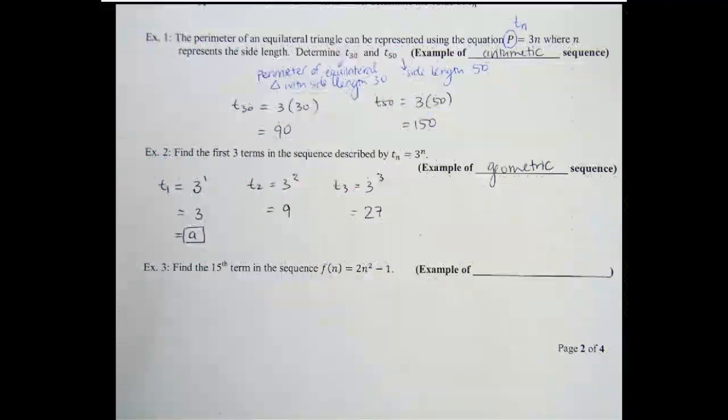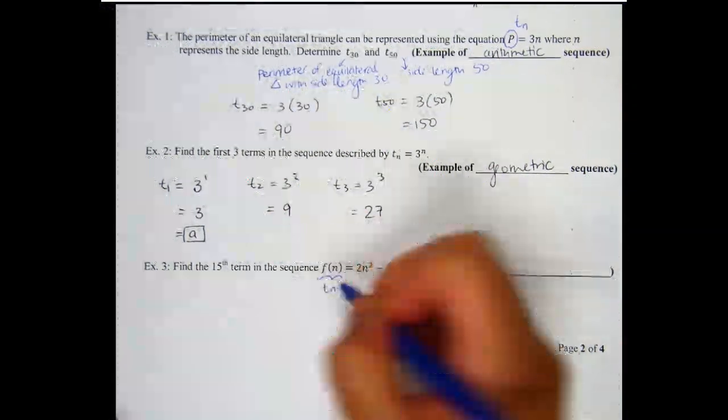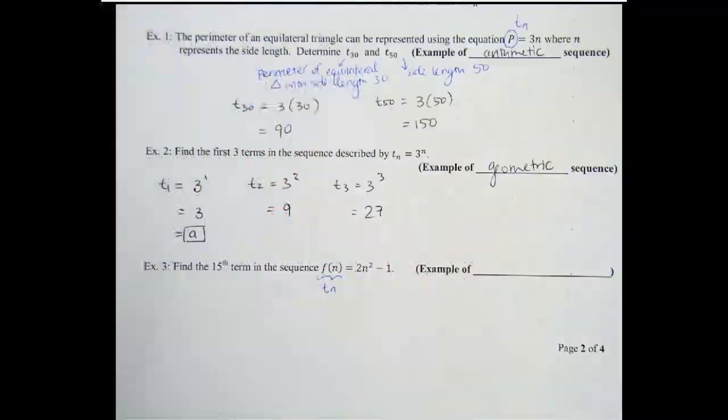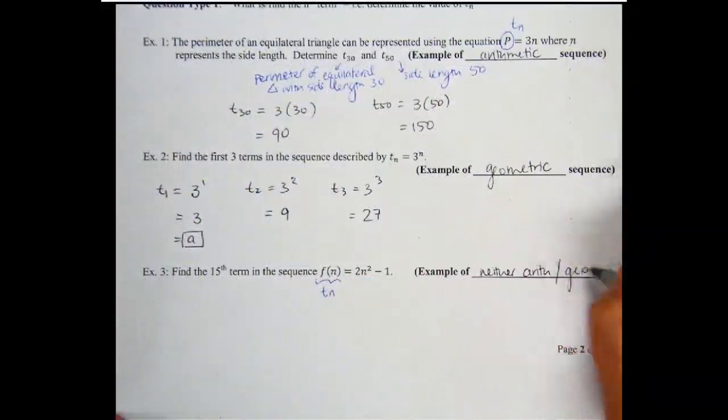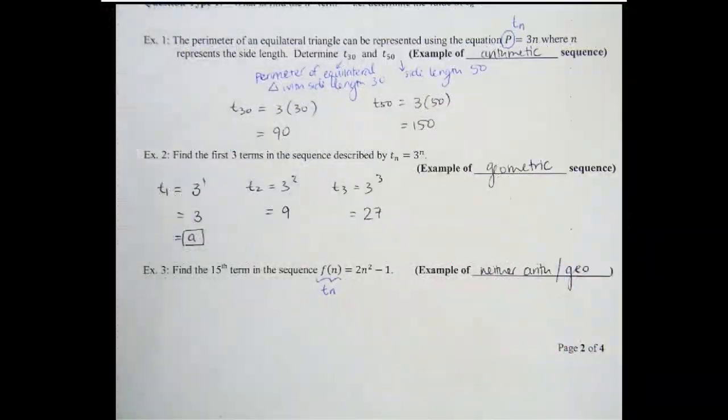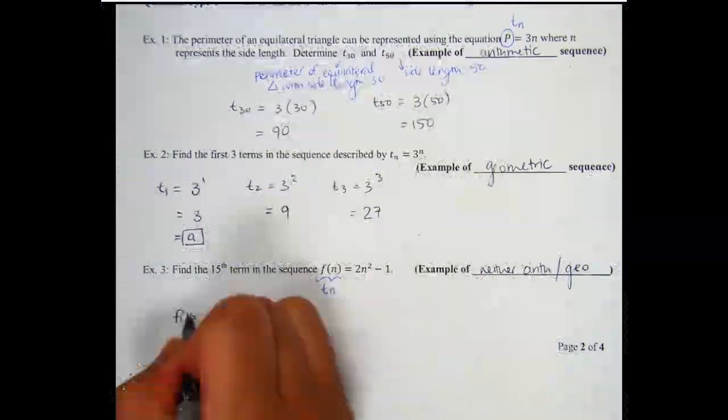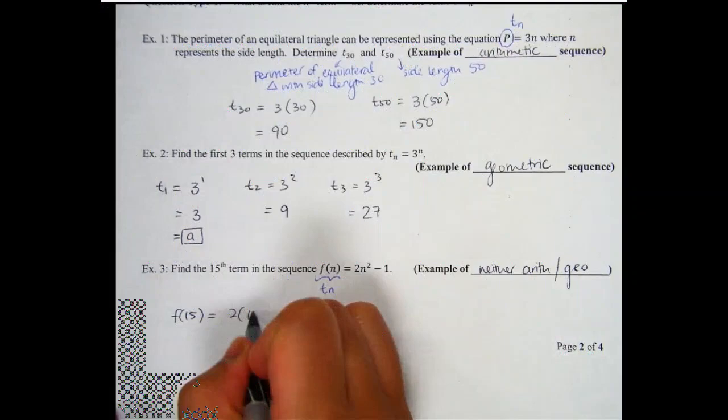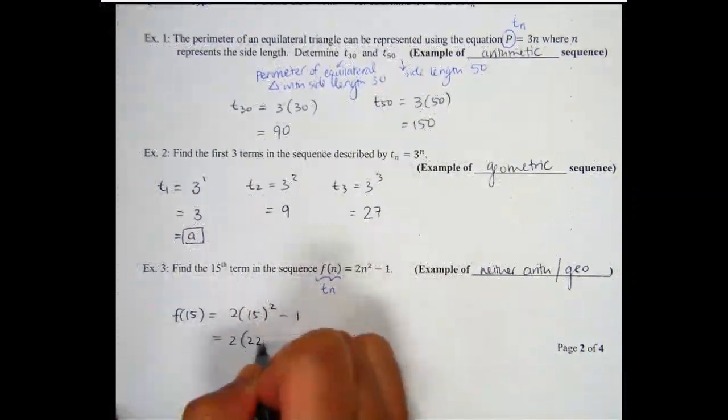Now this last example, find the 15th term in the sequence f of n equals 2n squared minus 1. F of n is just function notation, same thing as writing t subscript n. If you notice, this time there's an exponent of 2 on the variable. This is a quadratic relation. A quadratic relation is neither arithmetic nor geometric. And sometimes we can have sequences like that. That's okay. So that doesn't stop us from finding the 15th term. All we need to do is sub in 15 for n. So 2 times 15 squared minus 1, 2 times 225 minus 1. And that gives us 449 as the 15th term.